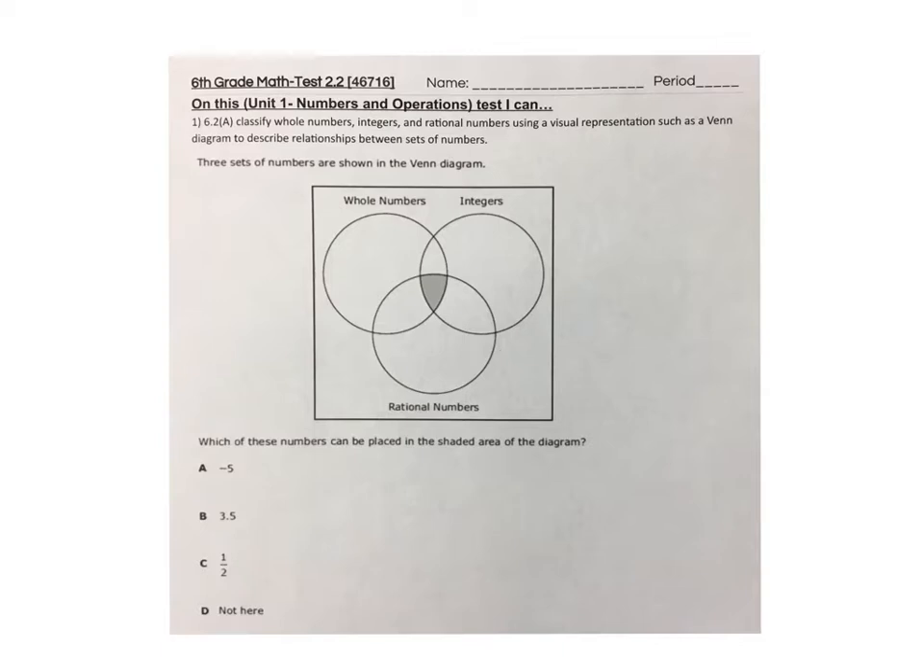On this test, number one is TEK 6.2a, classify whole numbers, integers, and rational numbers using a visual representation, such as a Venn diagram, to describe relationships between sets of numbers. Three sets of numbers are shown in the Venn diagram: whole numbers, integers, and rational numbers. Which of these numbers can be placed in the shaded area of the diagram? A, -5, B, 3.5, C, 1/2, or D, not here.